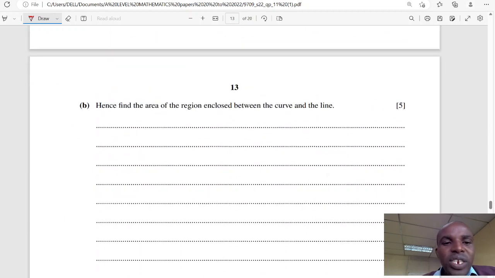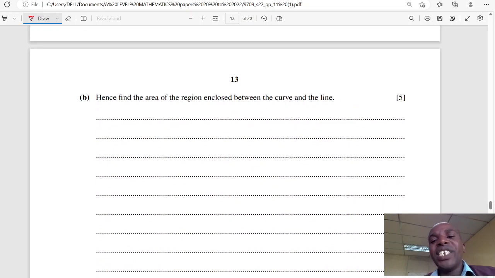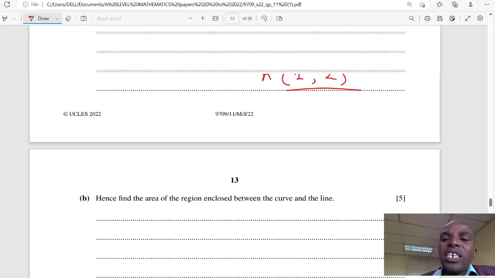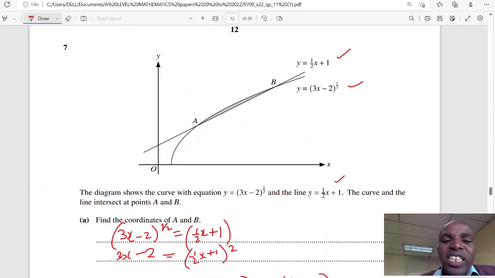Next question. Let's find the area of the region enclosed between the curve and the line. Area enclosed between the curve and the line. So on this area, we can project this item to this part. So at A, we find the x is 2. Then there you find our x is 6. So it's 2 and 6.